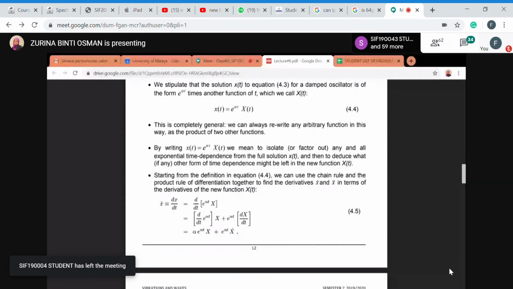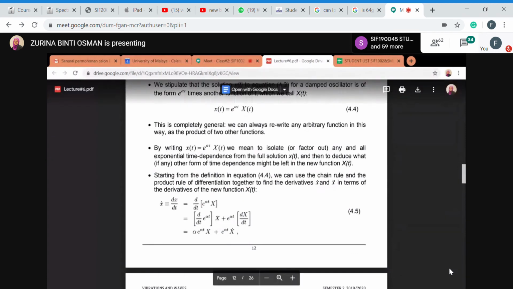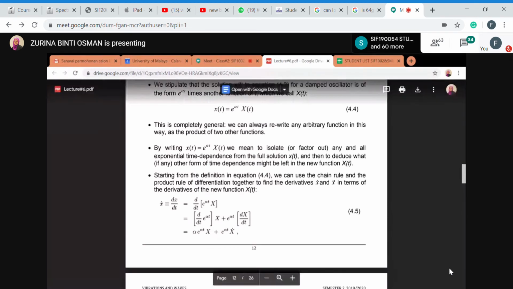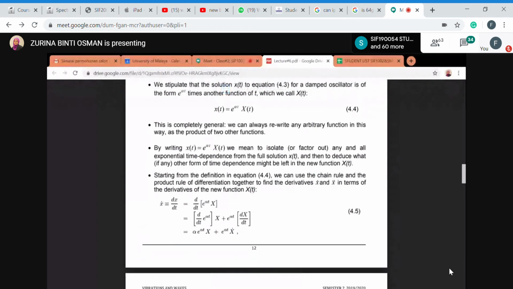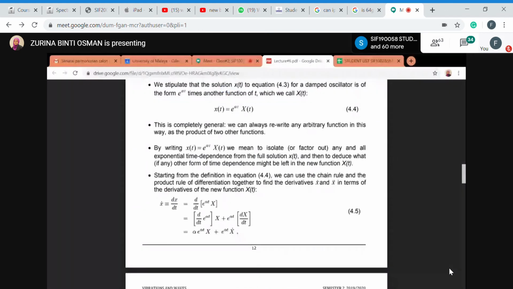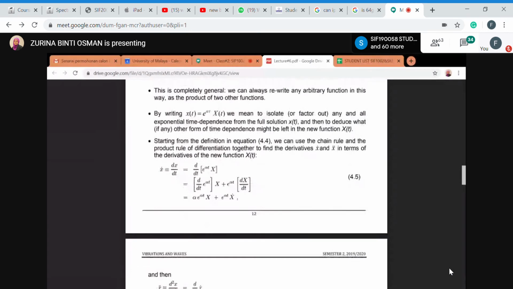This is completely general. We can always rewrite any arbitrary function in this way as the product of two other functions. By writing small x of t equal to e to the alpha t times capital X of t, we mean to factor out any and all exponential time dependence from the full solution x of t, and then to deduce what, if any, other form of time dependence might be left in the new function capital X of t. You will see how we will do this.